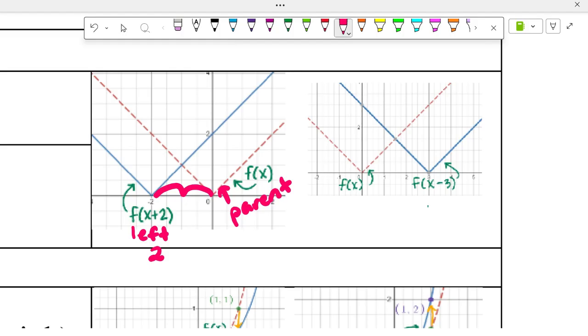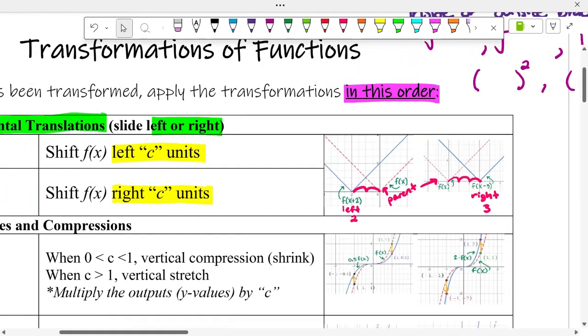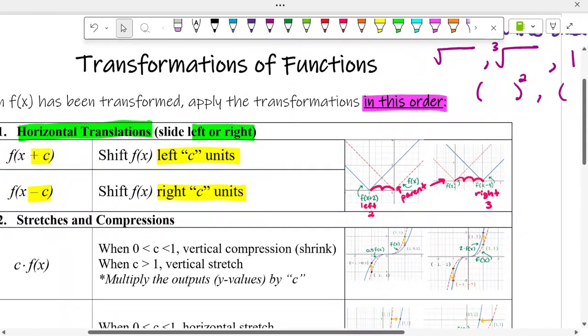On the opposite side of things, this is still the parent, still absolute value. But it says f of x minus 3. So what did they actually do? What direction did they move the graph in? They went right 3. And they actually did. So 1, 2, 3. They just moved the graph over. So nothing else changes about the graph, just its general position. So that's completely a translation. It's just a slide. All right. Any questions on horizontal translations?